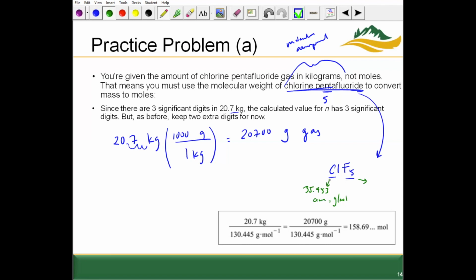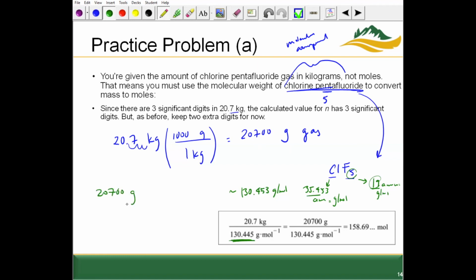Looking at the periodic table for fluorine, that is about 19 AMU or grams per mole. So this number plus 5 times this number, we should get a molar mass of 130.453 grams per mole, or with a little bit of different rounding, we'd get this value here. I rounded off the mass for fluorine slightly, so we'll use this grams per mole to end up getting our number of moles to then plug into our ideal gas law.